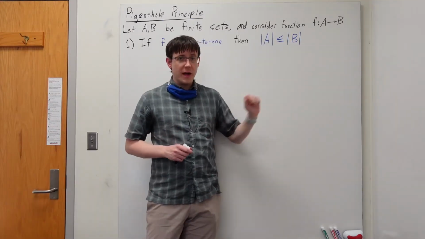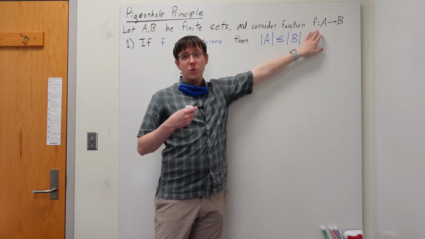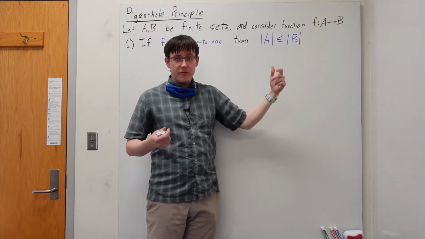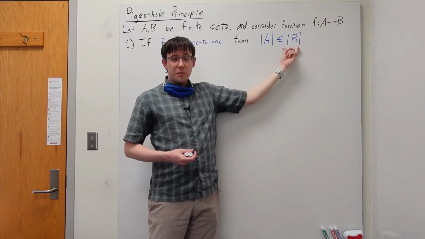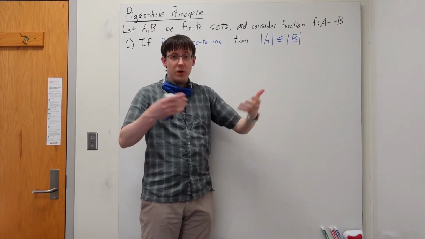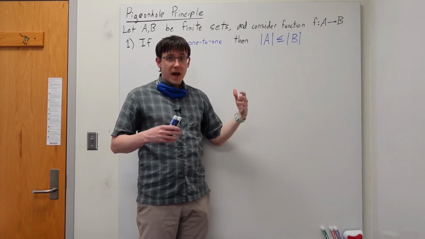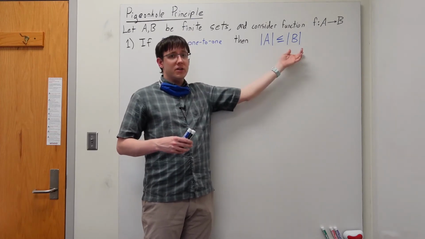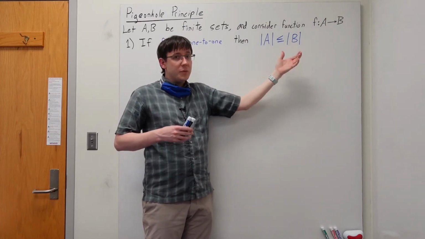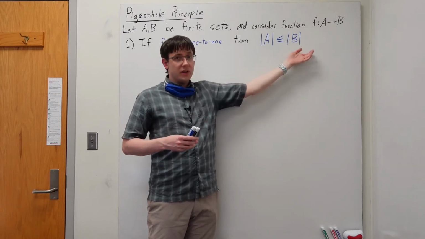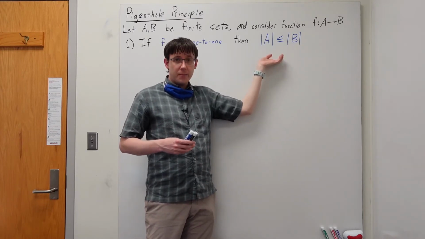If the function that maps A to B is 1 to 1, then by definition, no element of B is the output for multiple distinct inputs. So for f to map every element of A to a distinct element of B, there must be at least as many elements in B as there are in A.